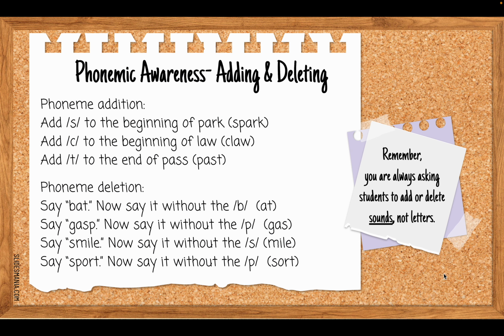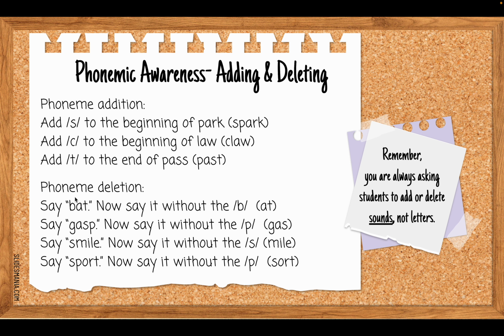Okay, so some more complex phonemic awareness skills would include adding and deleting phonemes. So phoneme addition would look something like this. You'd say add s to the beginning of park. What is the word? Spark. Add k to the beginning of law. What's the word? Claw. And then phoneme deletion, right, would be just the opposite.